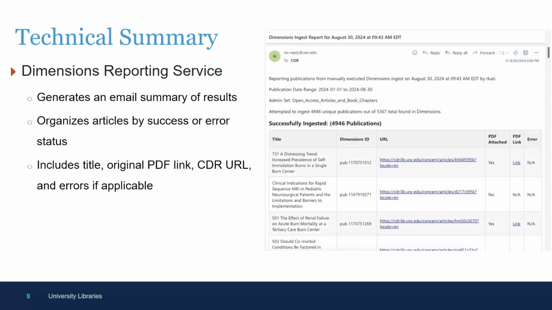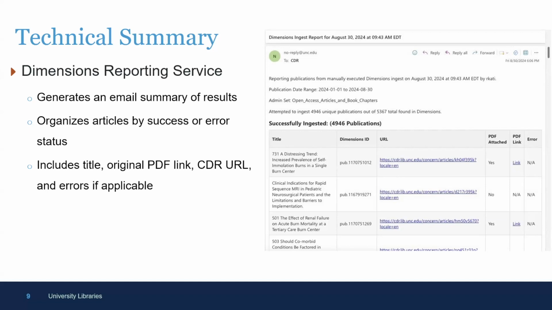So the Dimensions reporting service handles the final stage of the ingest process. Quick note, our diagram is now missing on the right, but this is still part of the same three-step ingest process. What the Dimensions reporting service does is it generates an email summarizing overall results of the process, an example of which is included on the right.